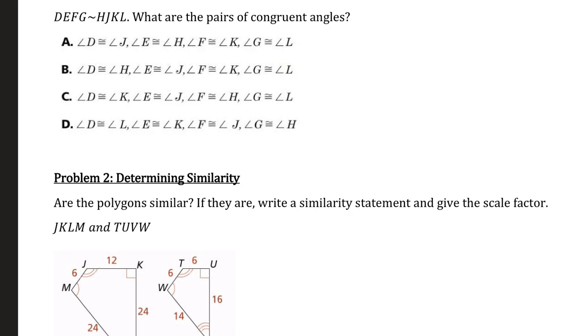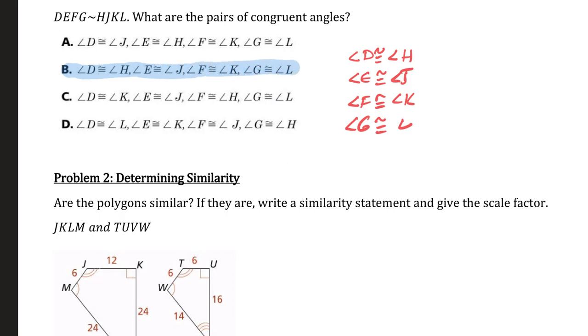DEFG is similar to HJKL. So I should have angle D is congruent to angle H. Angle E is congruent to angle J. Angle F is congruent to angle K. And angle G is congruent to angle L. Therefore, your answer has to be B. Angle D is congruent to angle H, E is congruent to angle J, angle F is congruent to angle K, and angle G is congruent to angle L.